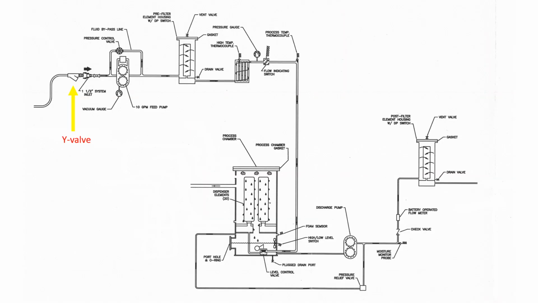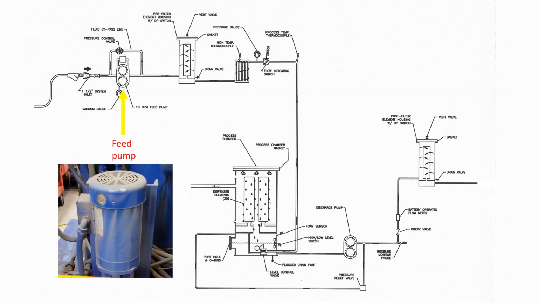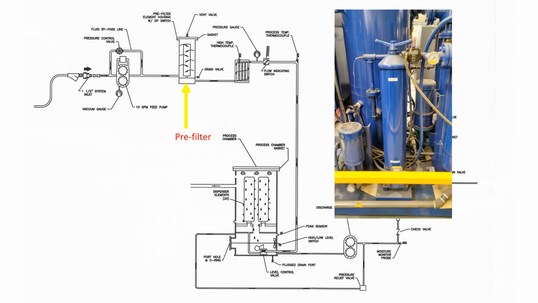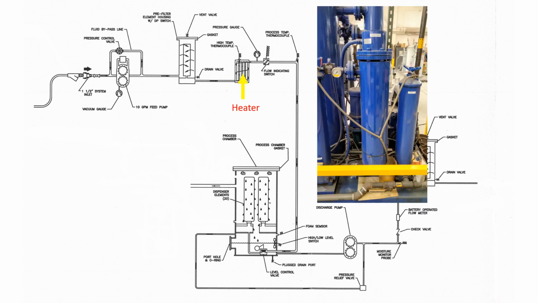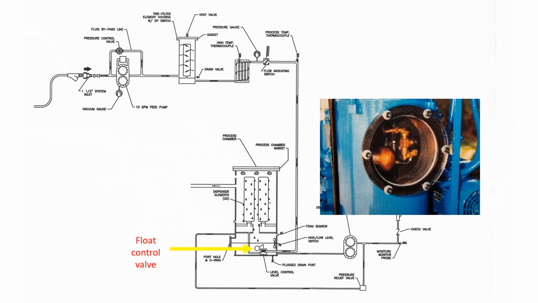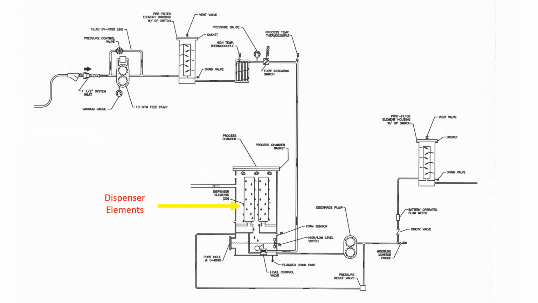We start with the Y valve, go through the feed pump, into the pre-filter, then the heater, then the inflow of oil gets regulated by the float control valve, then goes through the dispenser elements in the vacuum chamber, where the evaporated moisture is removed.